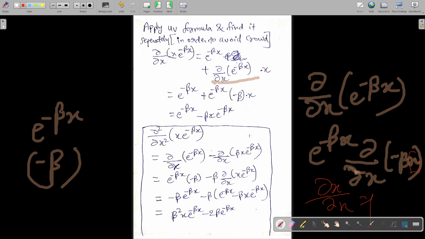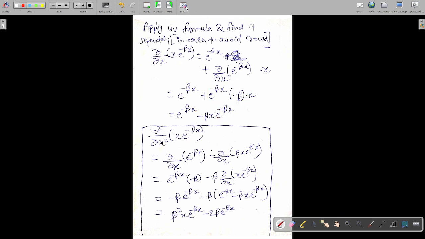So basically that's the thing which is over here. And x is in multiplication, so minus beta x will come in the forward direction. So minus beta x has come in the forward direction, and e to the power minus beta x has remained. So this is the thing. Now I got this single differentiation. I had to find the double differentiation.